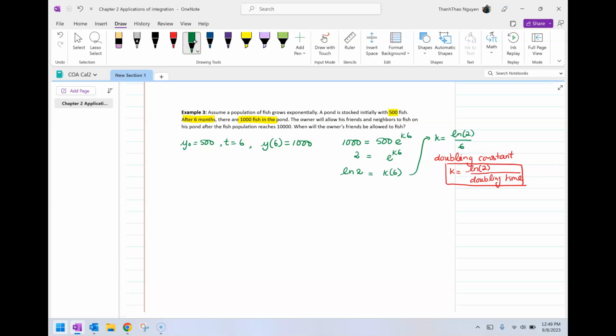So now we have k. Let's calculate that k. k equals ln of 2 divided by 6, so k here equals 0.1155. I can then rewrite my equation as y equals 500 times e to the 0.1155t.